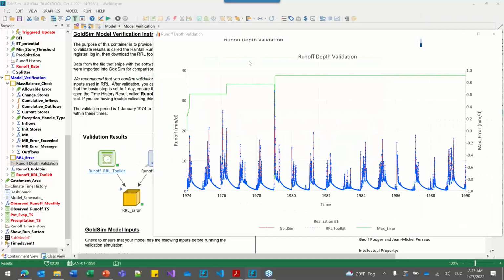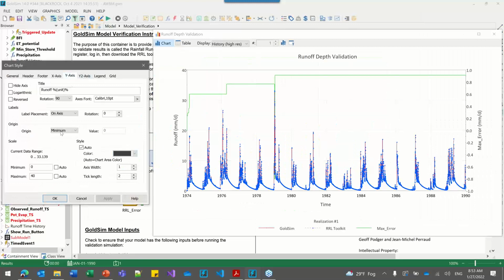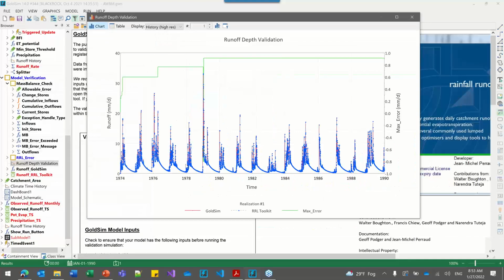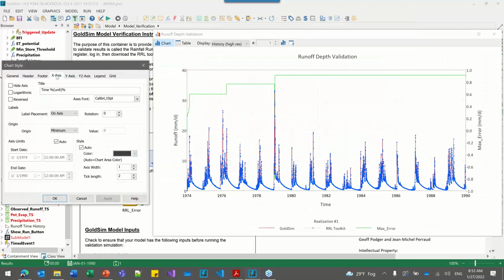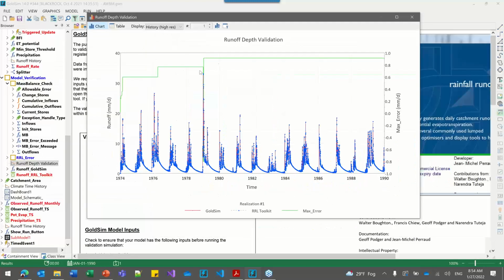Let me look at our scales. If you want to adjust the y-axis, y2 axis, or x-axis, you can do that manually through the chart style by clicking on these axis tabs here. And you can see that the y-axis is not set up to auto. If I change this to auto and apply it, it turns out it's pretty much the same, but before I think it was set to 30, so it was truncated.